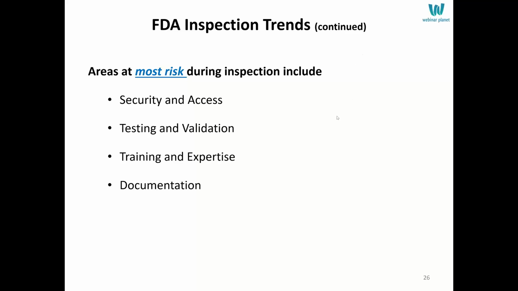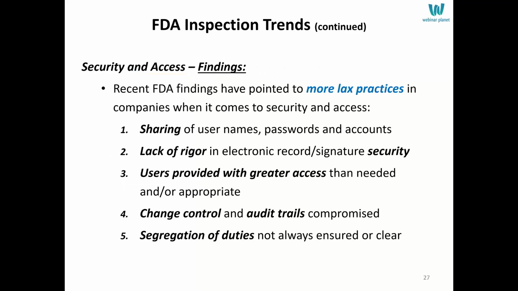But the areas most at risk during inspection, and these are really key areas to prepare for when you're going to be inspected, are for your computer system: security and access, testing and validation, training and expertise, and documentation. With security and access, findings are where people are having more lax practices about security and access. People are sharing their user IDs, their passwords, their accounts. People don't have good rigor around electronic record and signature security. Users are given more access than needed to perform their role. Access should be role-based, and the role should define what access privileges are required. Change control is not in place for system components when they undergo a change.